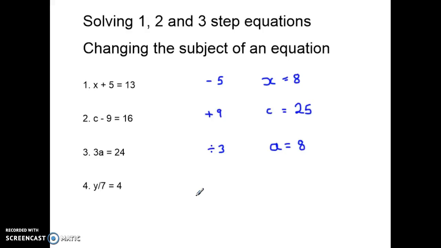Final one on this page. Y divided by 7 equals 4. The inverse operation of dividing by 7 is to times by 7. So if I multiply by 7, 7 times 4 is 28. So my solution is that y equals 28. If I want to test my answer, 28 divided by 7 is 4. Not going to spend any more time on the one-step ones.